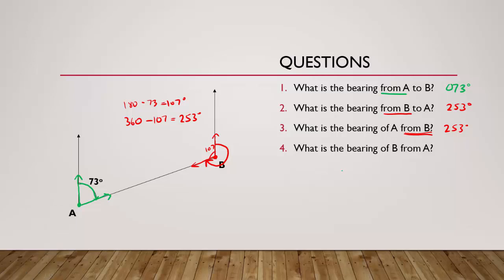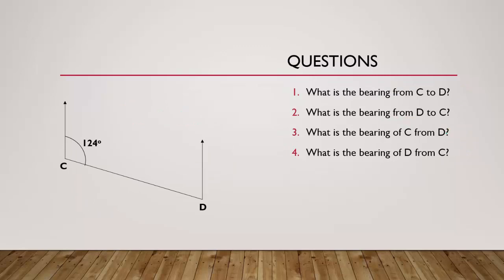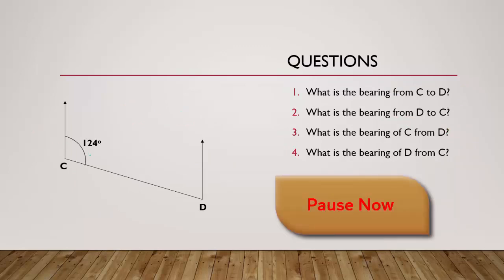The other question is, what is the bearing of B from A? Well, it's from A. This is from A as well. So the answer is 073 degrees. So they're just the same question asked in a different order. Right, here's some more. Again, pause the video and have a go at these.